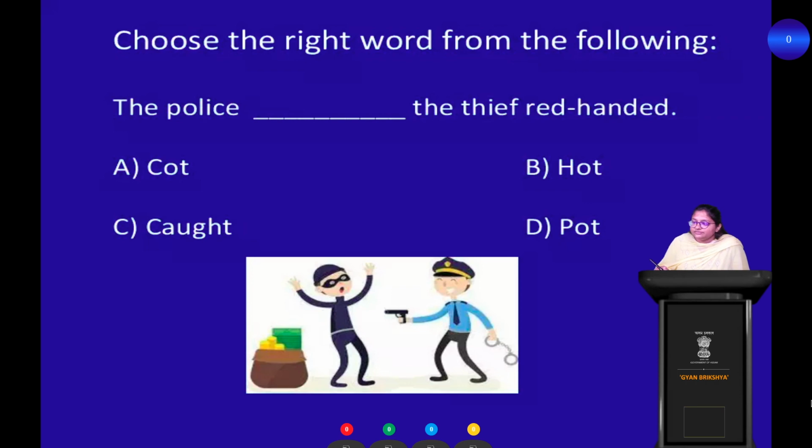Okay, go ahead. All right, very good. So most of you have given the correct answer, and that is option C, caught. The police caught the thief red-handed. A very few of you have opted for option A, C-O-T. C-O-T means a bed, so it's wrong. And those who opted for option D, pot, how come? The police pot the thief red-handed? Doesn't make any sense. So it is option C: the police caught the thief red-handed.